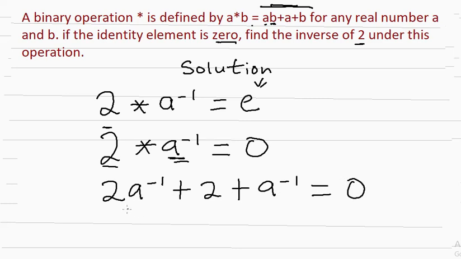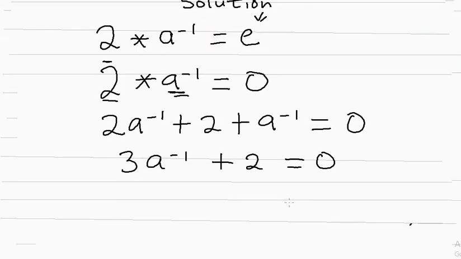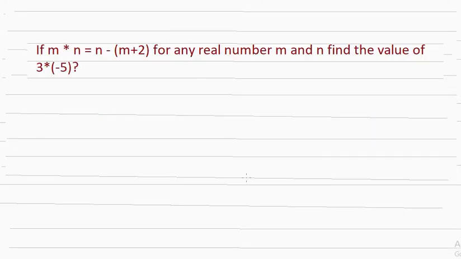Collecting like terms, 2A inverse plus 1A inverse gives 3A inverse, plus 2 is equal to 0. Rearranging the equation, A inverse is equal to, taking 2 to the other side, minus 2 divided by 3. So that is the inverse. Take note of that as we look at another question.